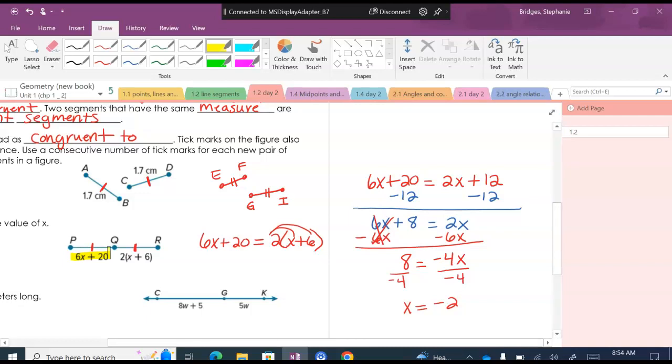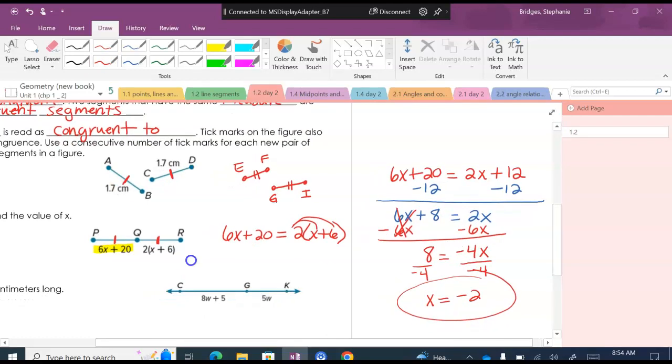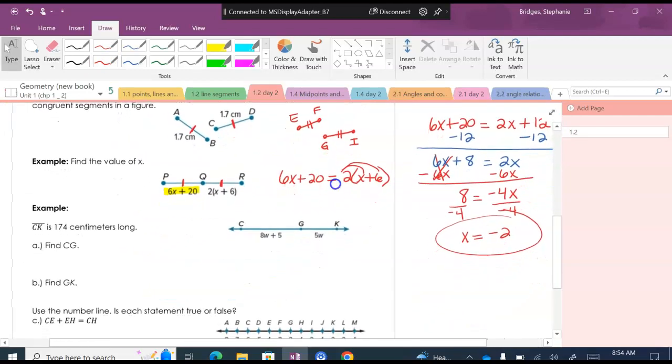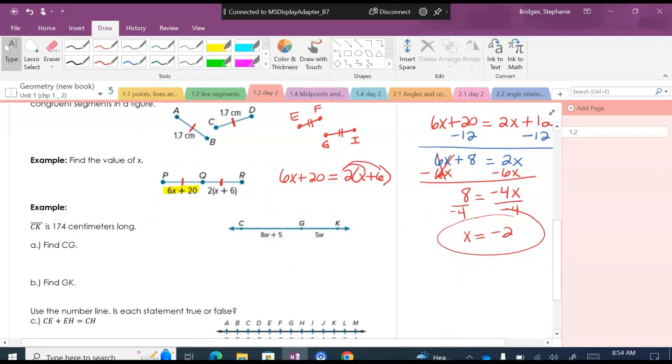The reason I'm mentioning this is just be careful if you get a negative answer, because if it had just been x, we couldn't have a negative answer. You can't have a negative length. But in this case, it's okay. So we get x equals negative 2. All right, let's take a look at that next example.